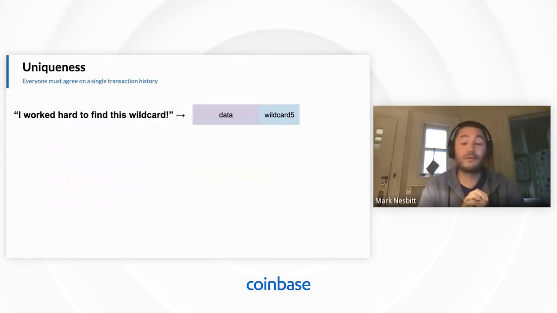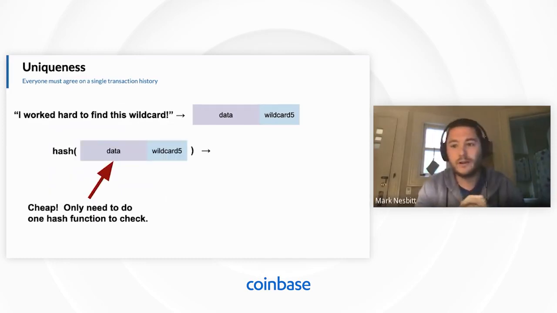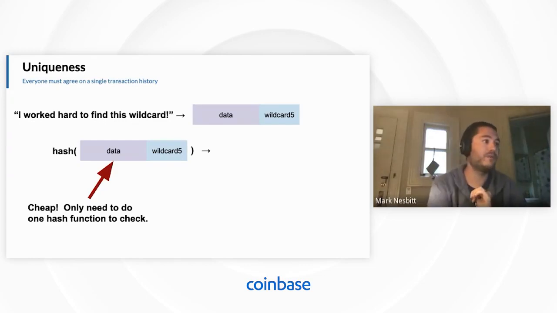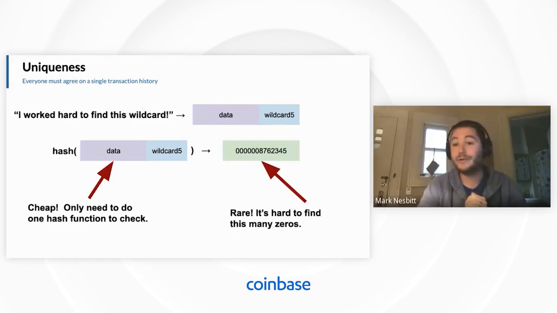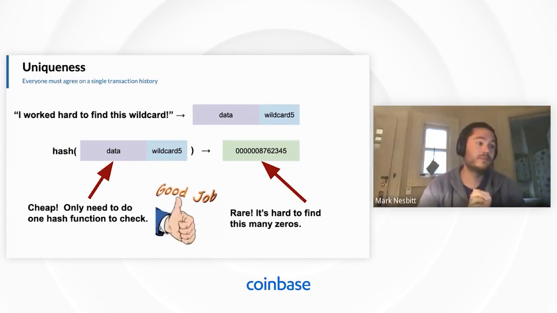And if somebody wants to prove that they iterated through a lot of wildcards, all they have to do is show you the one wildcard that has all of the zeros once you hash it with the data. So hash functions are quick to perform. I'll just give you my data and wildcard. You can hash it. The hash function is open source and available for anybody to run. And you will see, wow, there are a large number of leading zeros. The conclusion there is that you tried a large number of wildcards. So you can prove the difficulty.